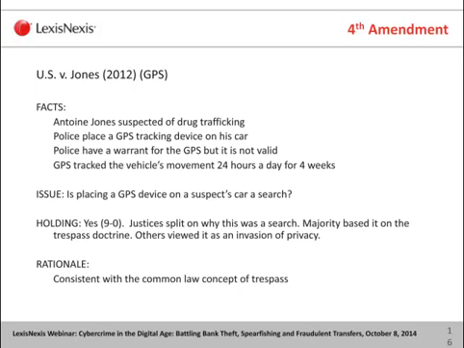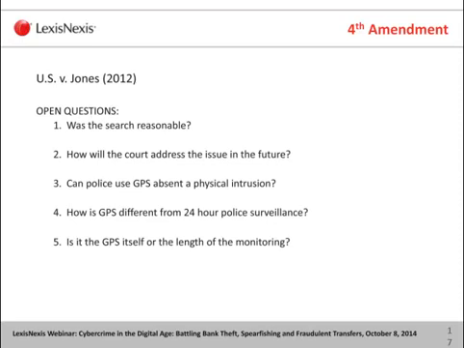And so the rationale for this case, the court said that this idea of placing GPS on someone's property was consistent with the common law concepts of trespass. Many people believe that the Jones decision left more questions than answers because they never really tackled the real issue of whether or not you can place GPS on somebody and track them.